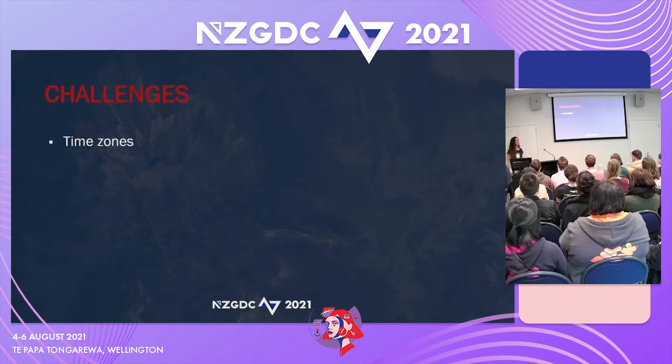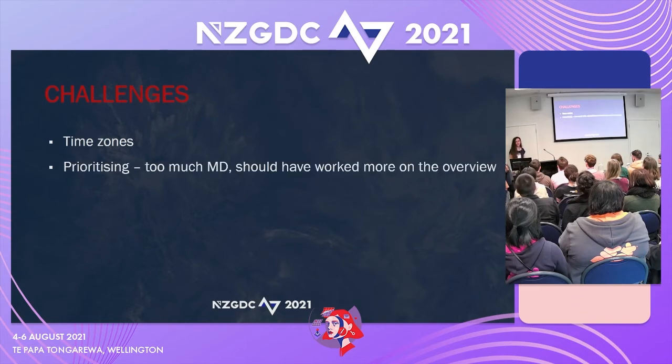So what challenges did we have? The time zones. Usually the character meetings started at 10 p.m. in the evening. Also, we had a challenge with prioritizing the tasks. So most of my time went to defining specific costumes in Marvelous Designer and compiling the costume packs, while it would have been beneficial to allocate more time on the overview of the costumes.